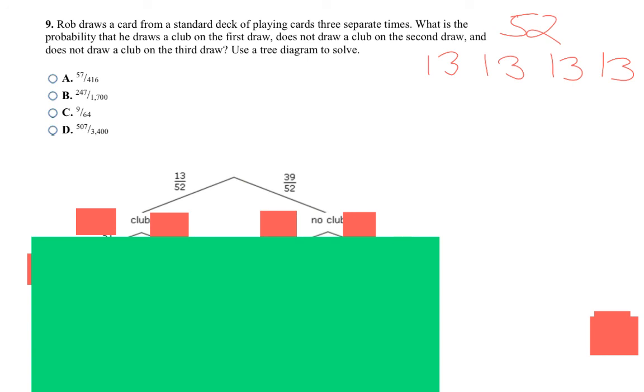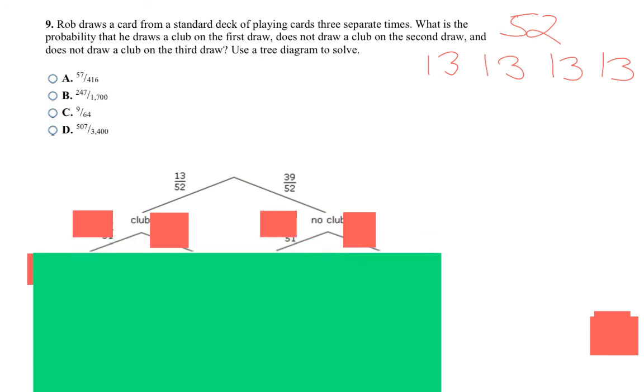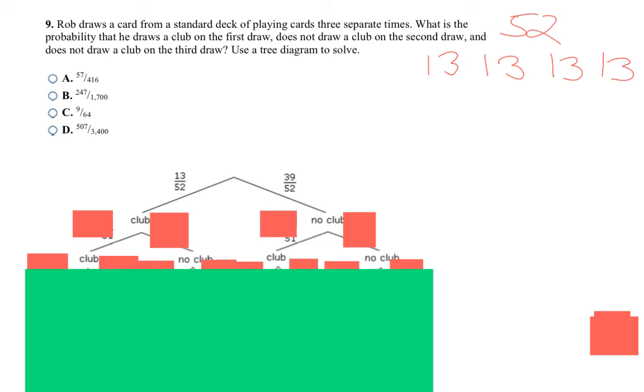So then he draws another card and he's looking to see whether or not it's a club. So that means for each of these outcomes here, I'm going to draw another 2 branches off of those. In each one of those, I could get a club or not a club. So I draw 2 more branches off of each of those outcomes. And I have to find the probability of each of those. So now I've drawn a card. Here, there's only going to be 51 cards left to draw from.